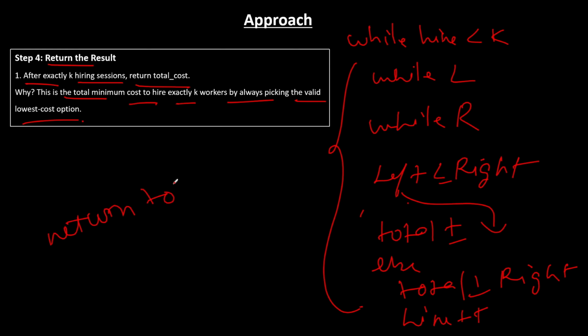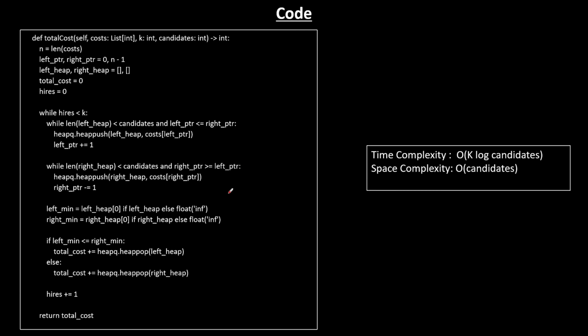That's all. So I hope you understood the approach explanation. It was pretty easy and straightforward. So let's move to the next slide. The code is the exact copy of the approach discussed. Let's understand it line by line. So this is the code.